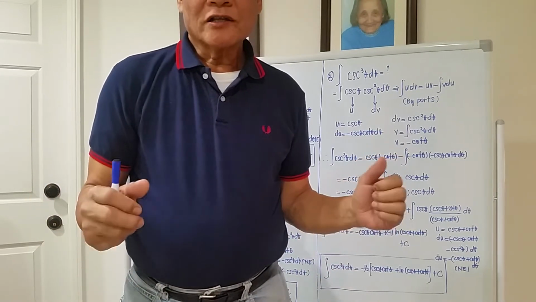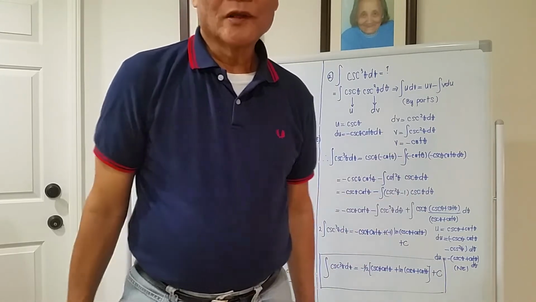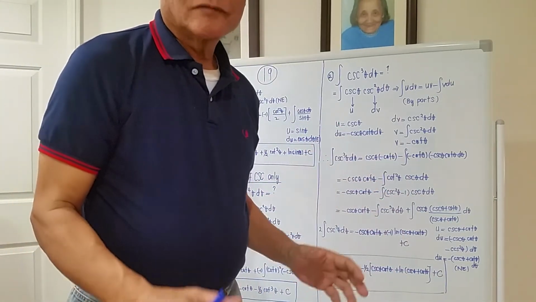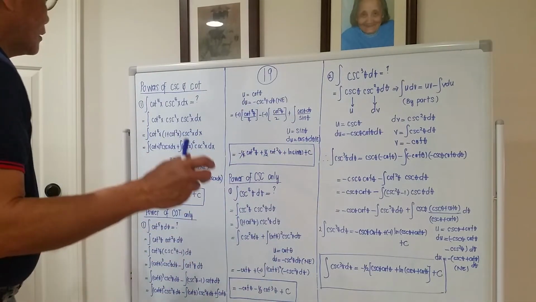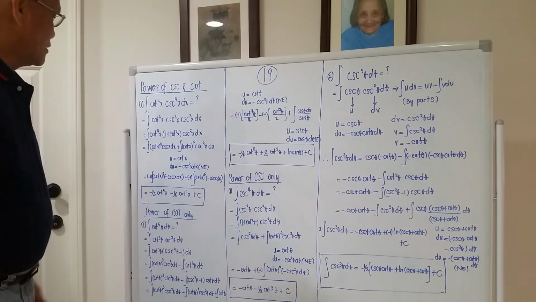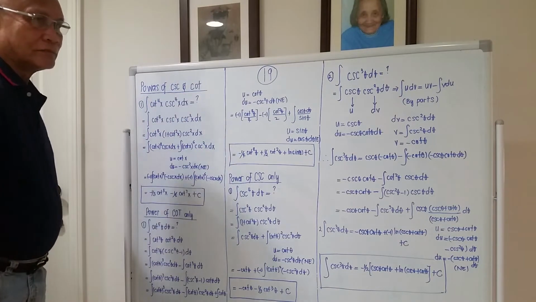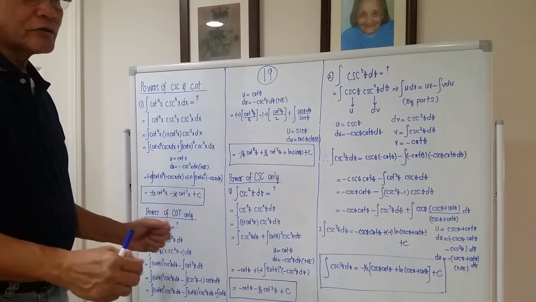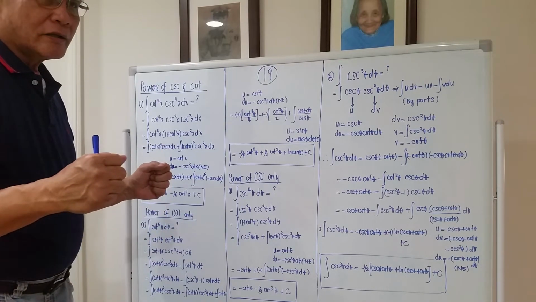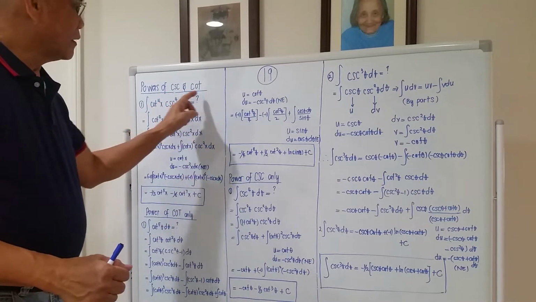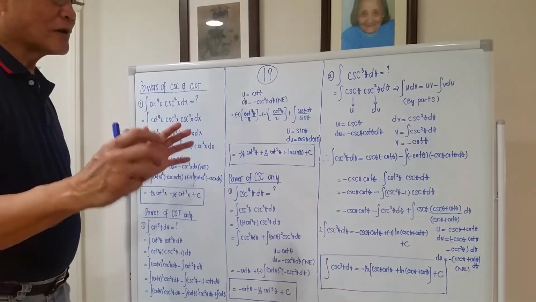I am now on lesson number 19 on my integral calculus on my channel. Okay, let's start the discussion for today. My topic for today is powers of cosecant and cotangent, meaning the integration of problems that involve the combination of a cosecant and cotangent. Okay, I will give you example number 1 for today.